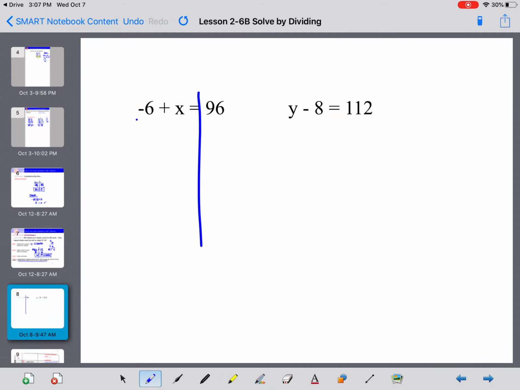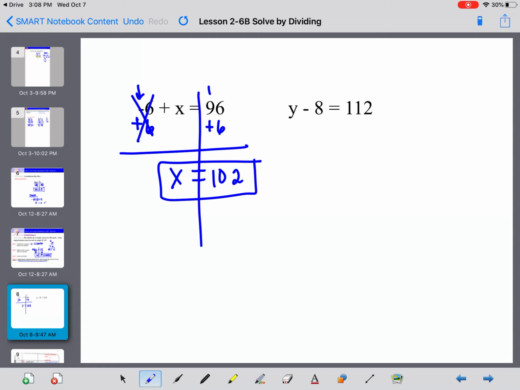Okay, let's review how to do these couple problems. Let's try this. You should see that I have -6 plus x. You always look at the sign before it, so I need to add 6 to both sides. X equals 102.